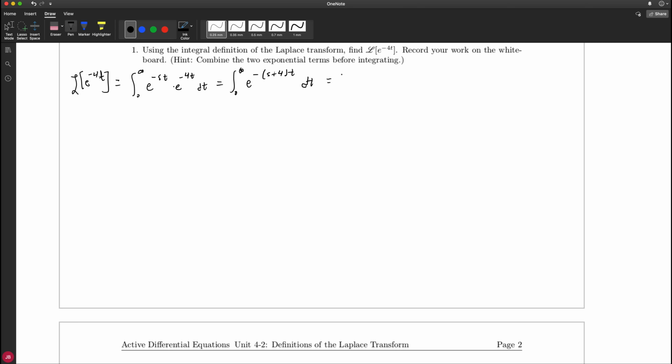All right, so now we're doing an improper integral. So this is the limit as n goes to infinity of the integral from 0 to n of e to the minus (s plus 4) times t dt, which is the limit as n goes to infinity. Well, this is e to the kt, right? Remember, s is treated like a constant, so negative (s plus 4) is a constant. And so this is e to the negative (s plus 4) t all over negative (s plus 4).